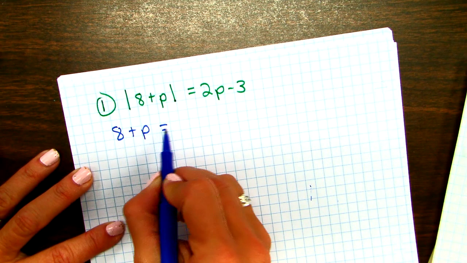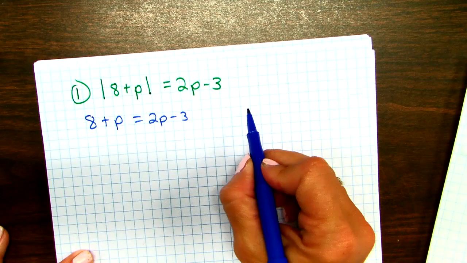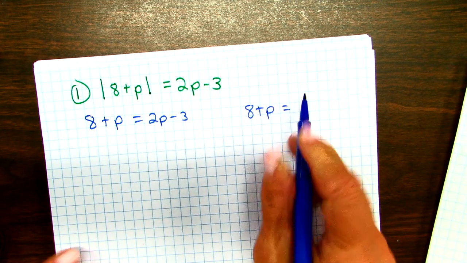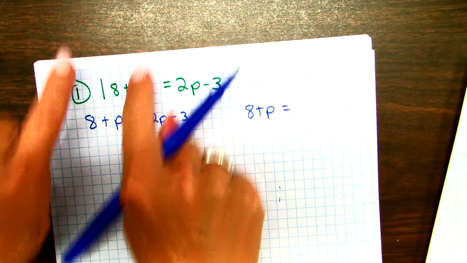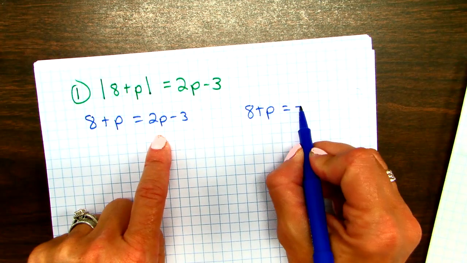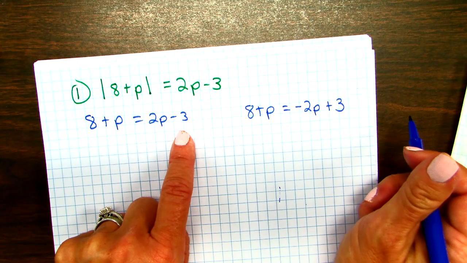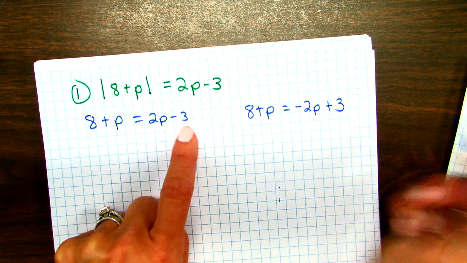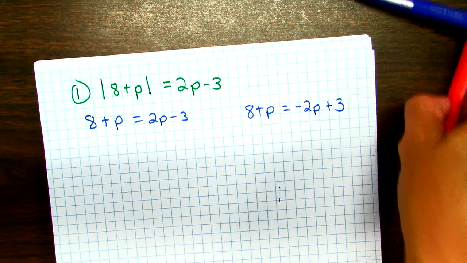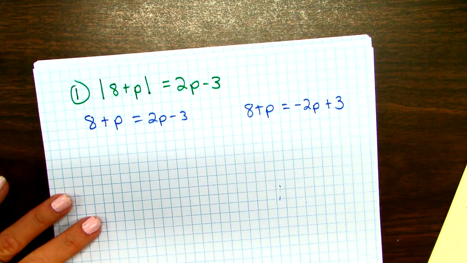8 plus p equals 2p minus 3. Exactly the way I see it. I haven't changed anything except take the absolute value symbol off, right? Then 8 plus p, so the left-hand side never changes. The part that had the absolute value, I should say, doesn't ever change. And then everybody's sign on the other side changes. So we go from positive 2p to negative 2p, negative 3 to positive 3. Okay? Ask a question if you don't know how I got that. The homework, remember? Okay.